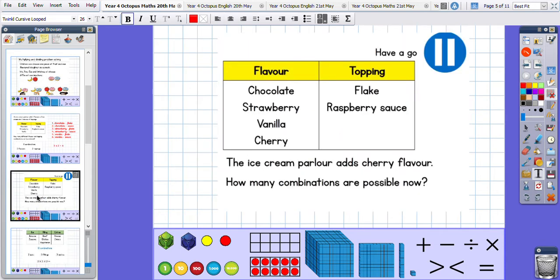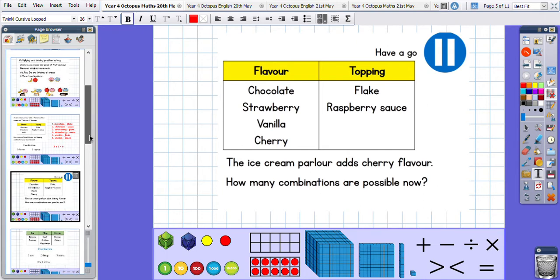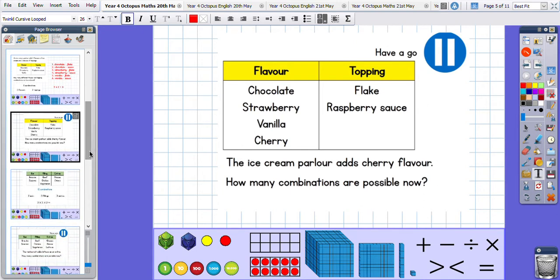So have a go yourself now. There are 4 flavours and 2 toppings. So how many combinations are there possible now? So if you want to write out all the options like I did, you can. But what is the other way of working it out? Have a go.